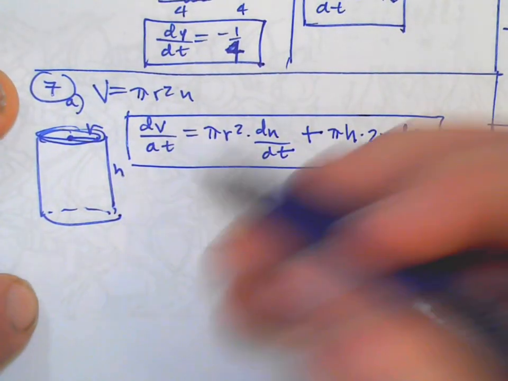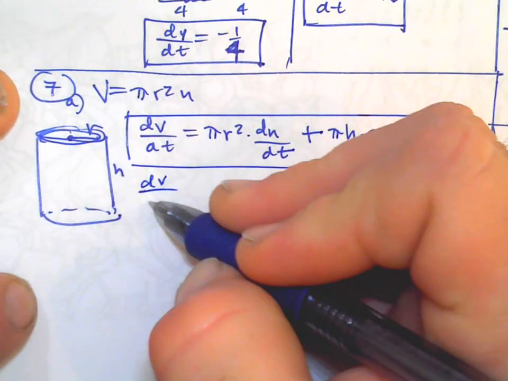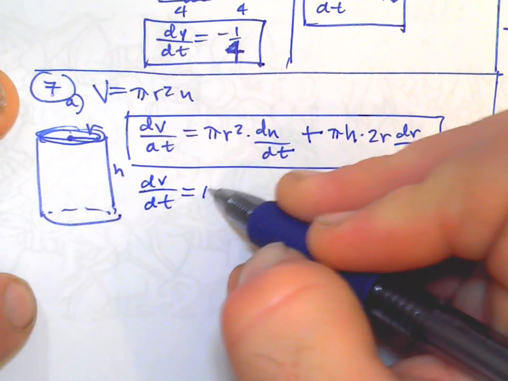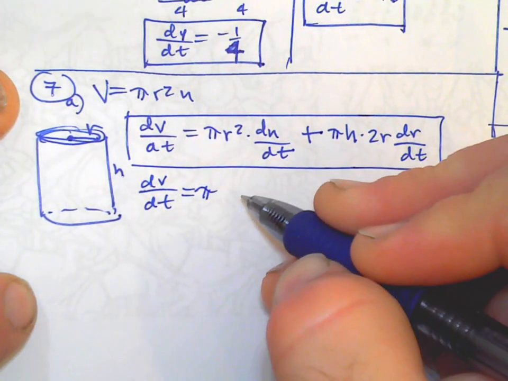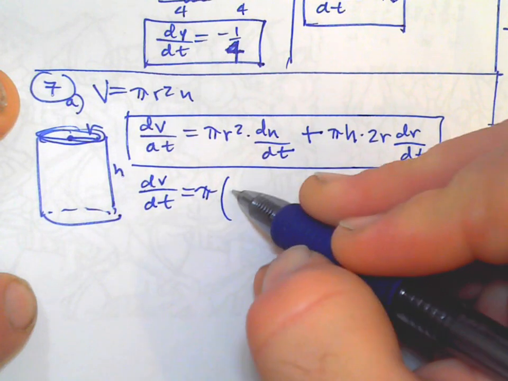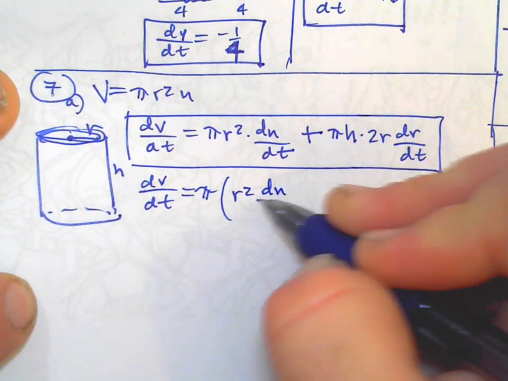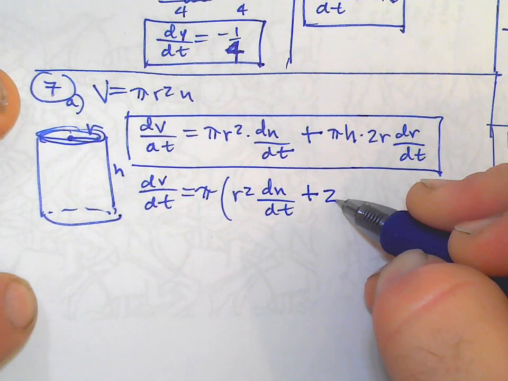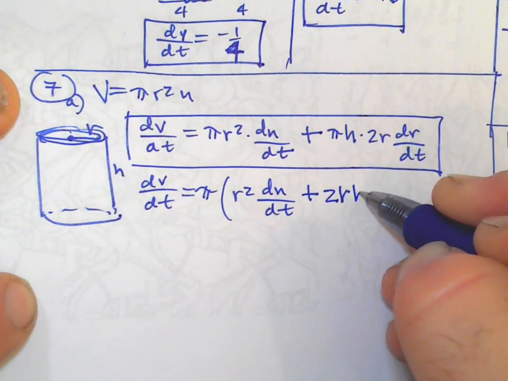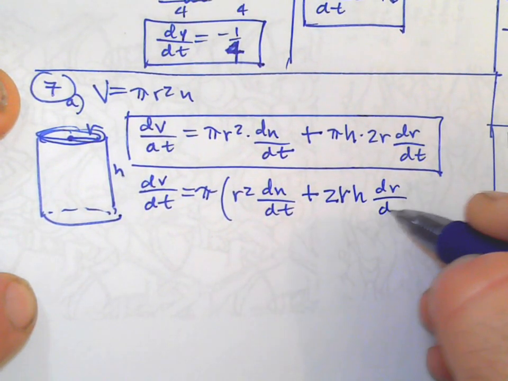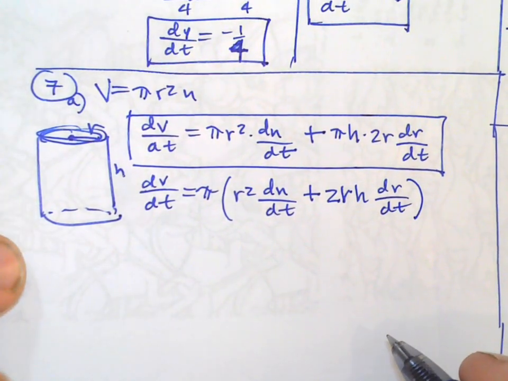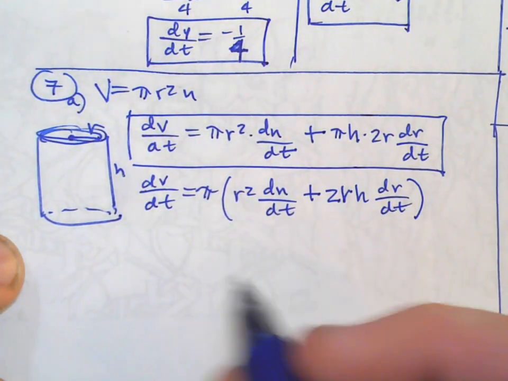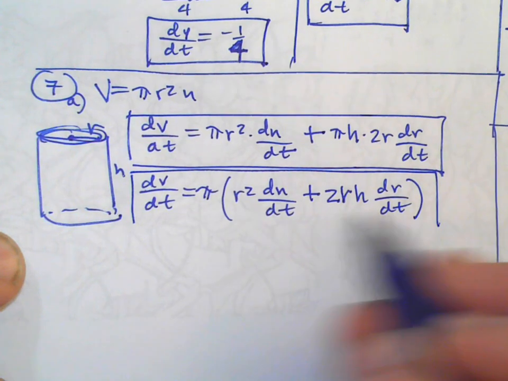I mean, we could clean it up or whatever. I don't know if in the back of the book they took a pi or something out of everything. I don't know. Something like that. I think that's what the book has. Either way.